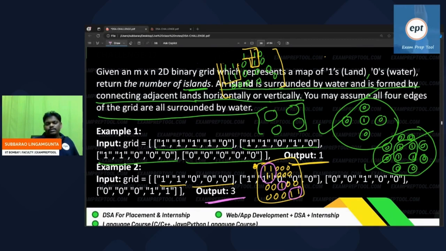How will you solve this? Let's see this. This is one island. This is one more. This is one more. Totally three islands. In the next class, I am going to give the answer for this.